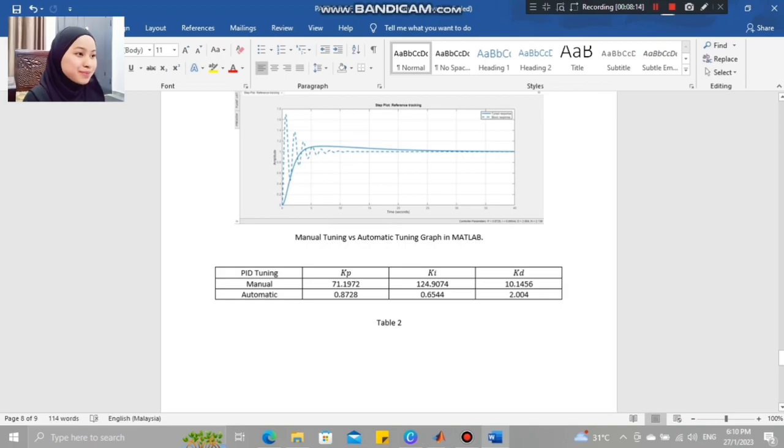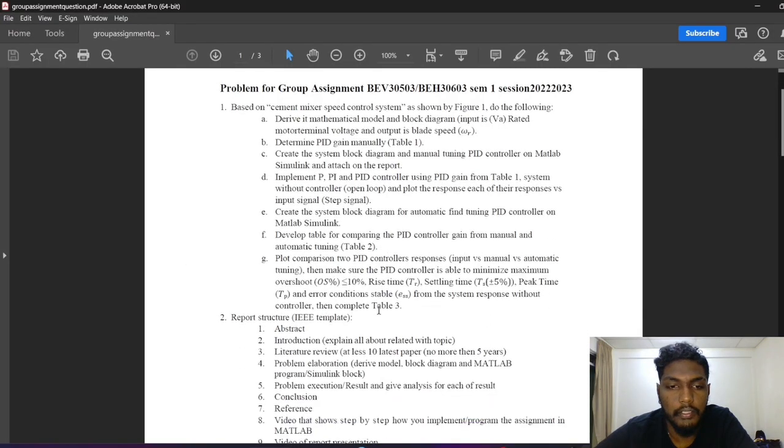Thank you. Which is my part G. Plot comparison to PID control response in input versus manual versus automatic tuning. Then make sure the PID control is able to minimize maximum overshoot below 10% and rise time, settling time, peak time and error condition stable from system response without controller, then complete table 3.